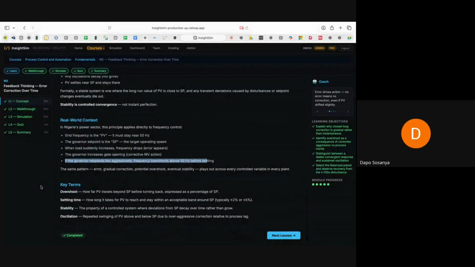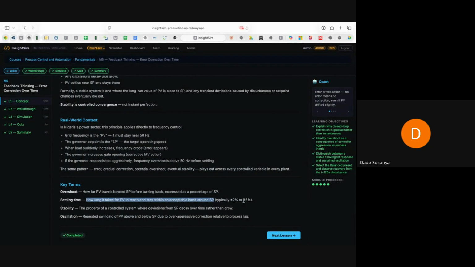So the key terms here are overshoot and settling time, right? That is how long it takes for PV to reach and stay within an acceptable band around SP, typically plus or minus 2% or plus or minus 5%. And again, that depends on the process you are running. Some processes require very tight variation, minimal variation across the set point.